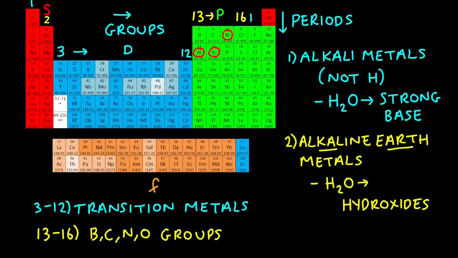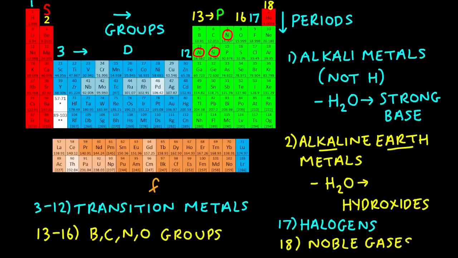Now group 17 are the halogens, or salt-producing elements. So these react with metals to produce salts. And group 18 is the noble gases. So these are inert, but some have been discovered to be reactive at certain temperatures and pressures. And they're stable, so they typically hold onto their outer shell or valence electrons. And the lanthanides and actinides are known as the rare earth elements or inner transition metals.